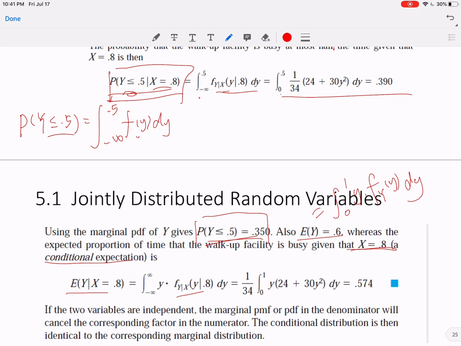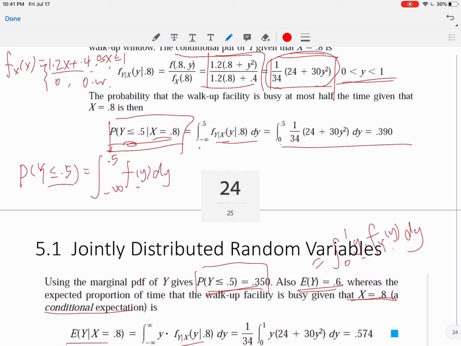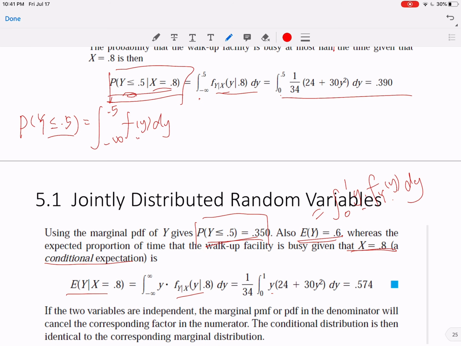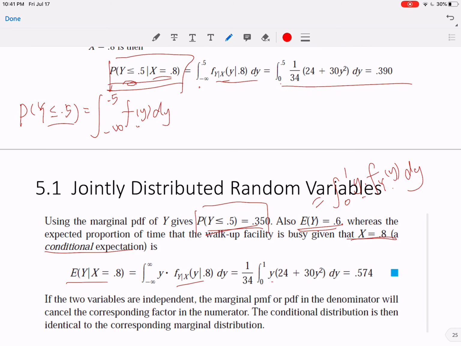Regularly, if we want to find the expected value of y, we integrate y times f of y. So if we want to find the conditional expectation, we integrate y times the conditional PDF here. Since the interval of y is from 0 to 1, we have y times the conditional PDF. The conditional PDF is 1 over 34 times 24 plus 30 y squared.